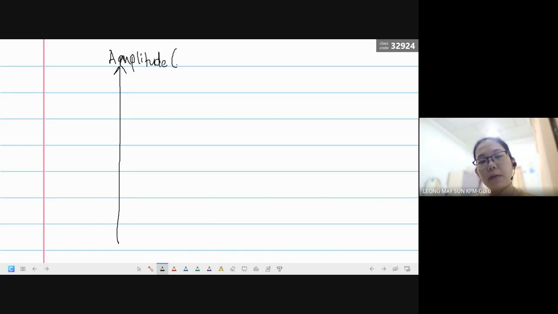So I'm going to draw the y-axis first. I'm just going to draw this as my y-axis, and the title for the y-axis is amplitude. If they are asking us to sketch, then I'm just going to write meter. Then after that, I will skip 2 lines. This is where my x-axis is going to be, and I'm going to write this as time, second.